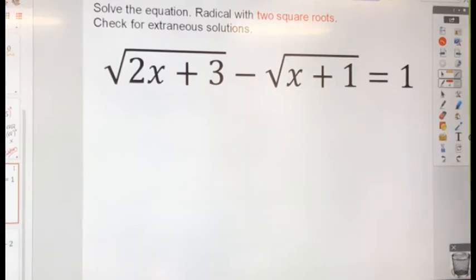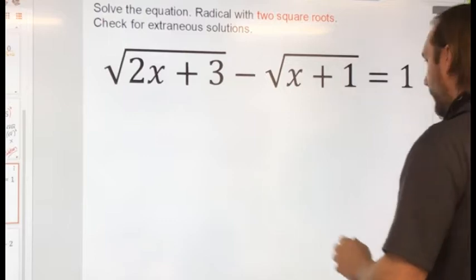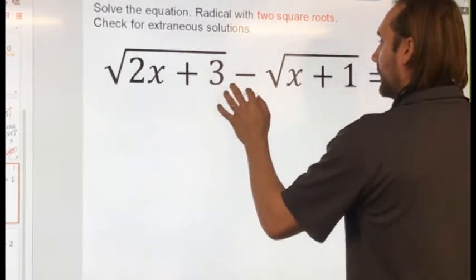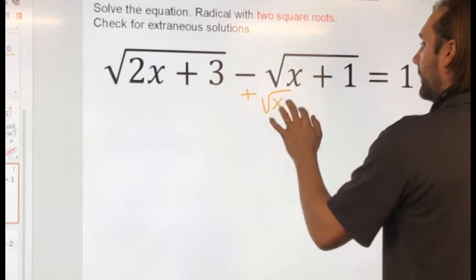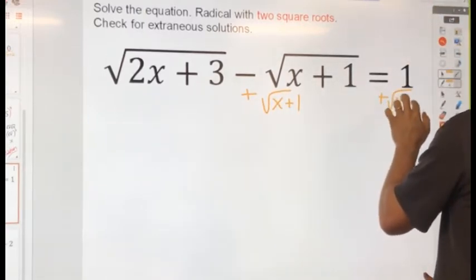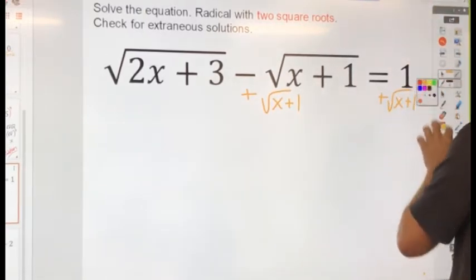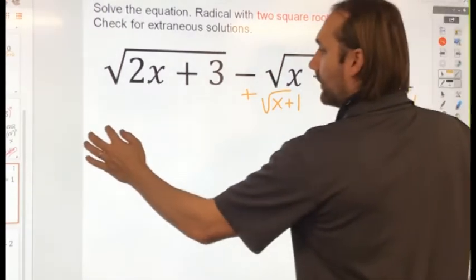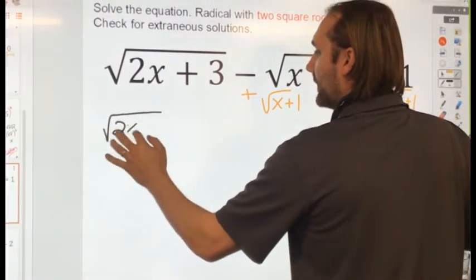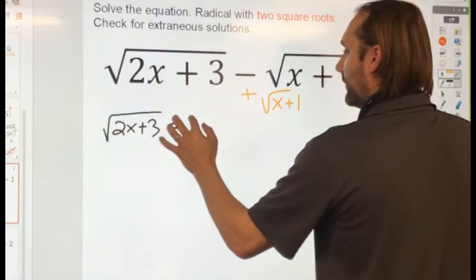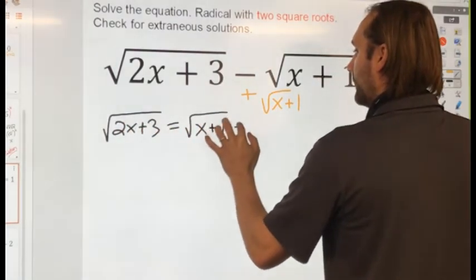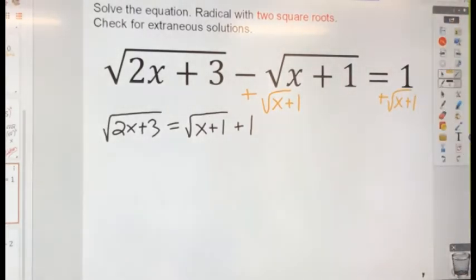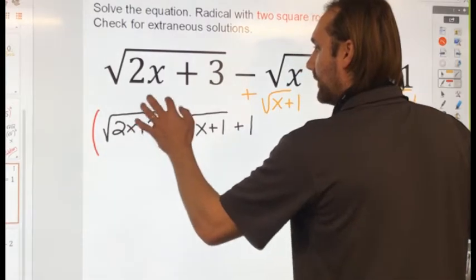Got to move on the radical zone. We want a radical on both sides. So add square root of x plus 1. This is going to be a true welcome to college algebra problem. So it equals the square root of x plus 1 plus 1. Then what was the last one? Well. Okay. Now that I have a radical on either side, what should I do? Only way to get rid of a radical is to square it.